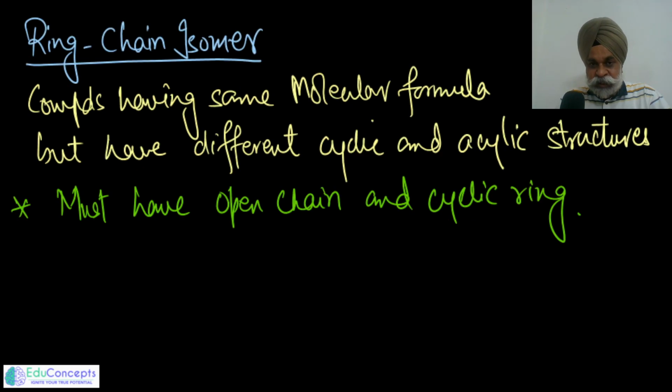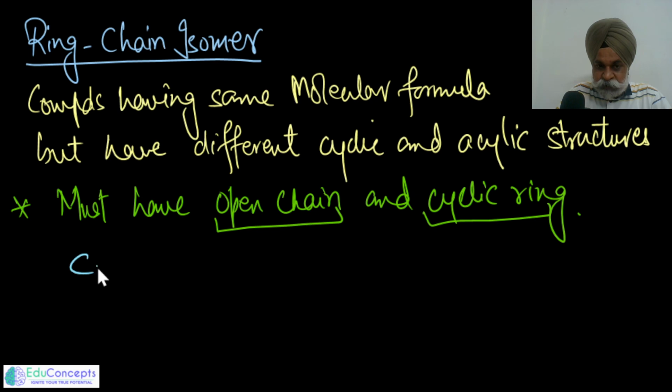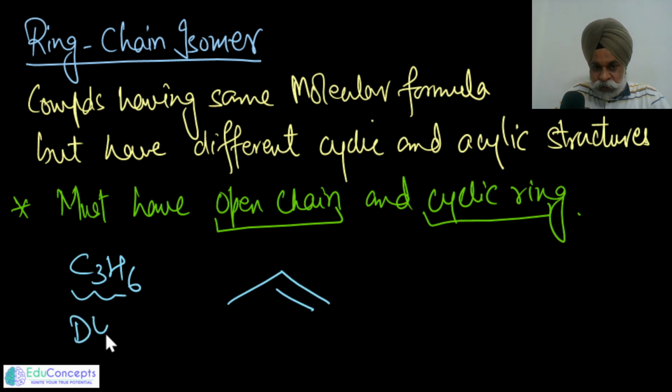Now coming to the last part, which is quite easy, ring chain isomers. The molecular formula would be the same, but they would have different cyclic and acyclic structures. While making the ring chain isomer, one structure should be open chain, and the other should be cyclic. We have given you a lot of examples. C3H6, this is the first case we started with. So this is propene, Du is 1, and here you have cyclopropane. So these would be said to be ring chain isomers.